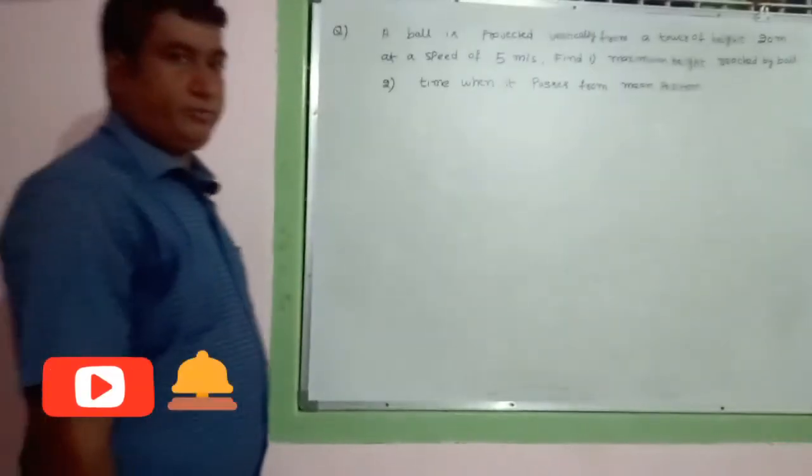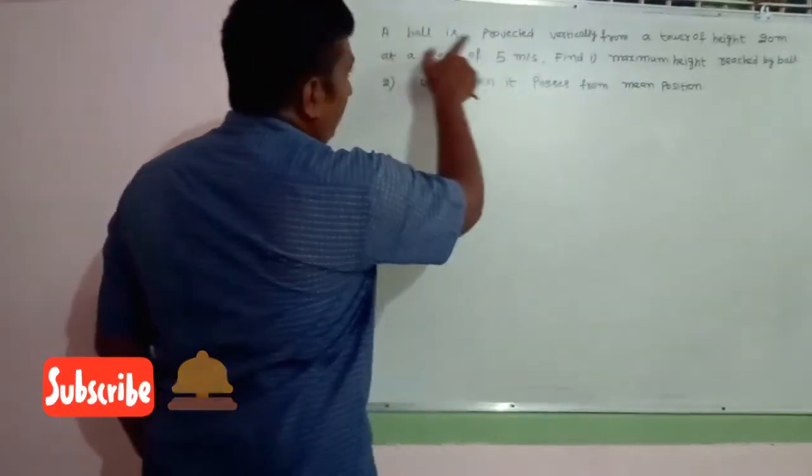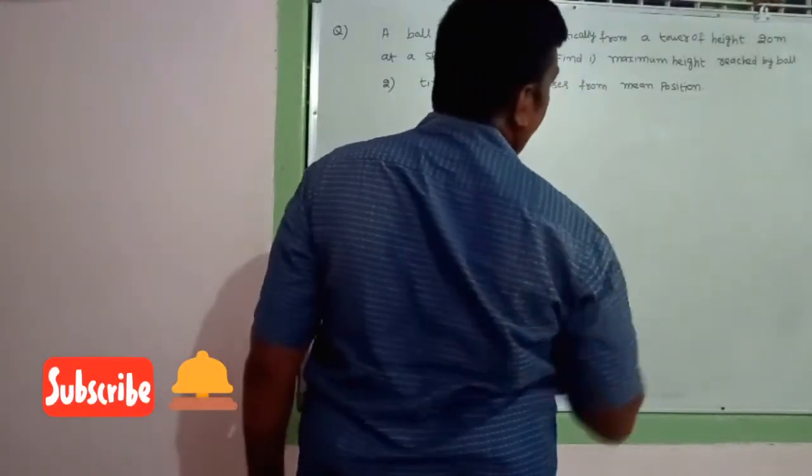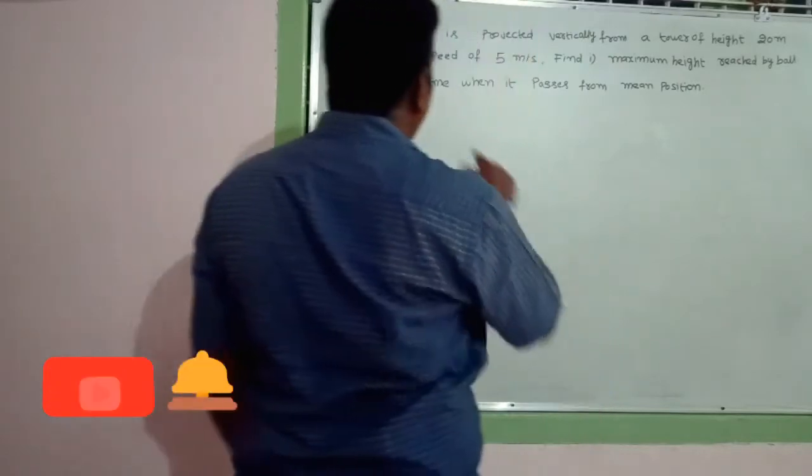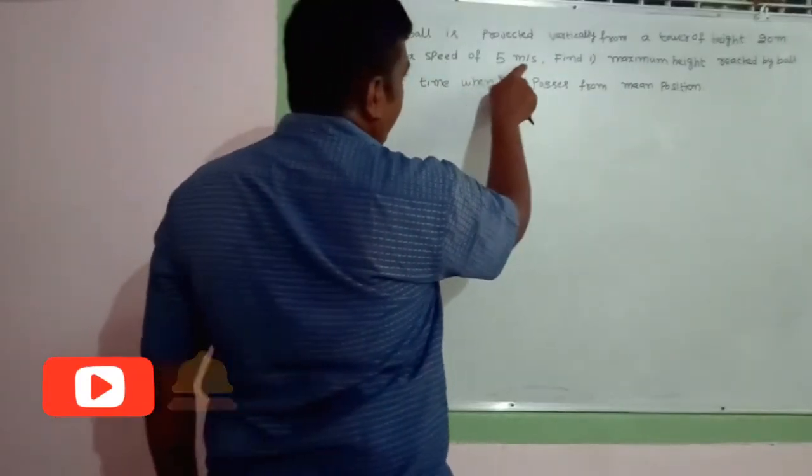Okay, next question. A ball is projected vertically from the top of a tower of height 20 meters at a speed of 5 meters per second.